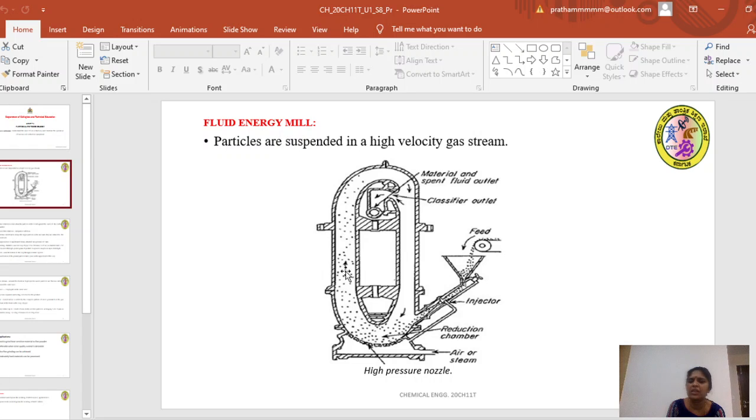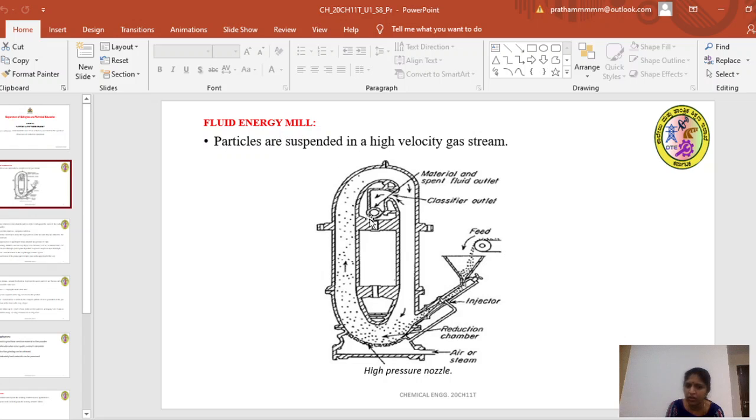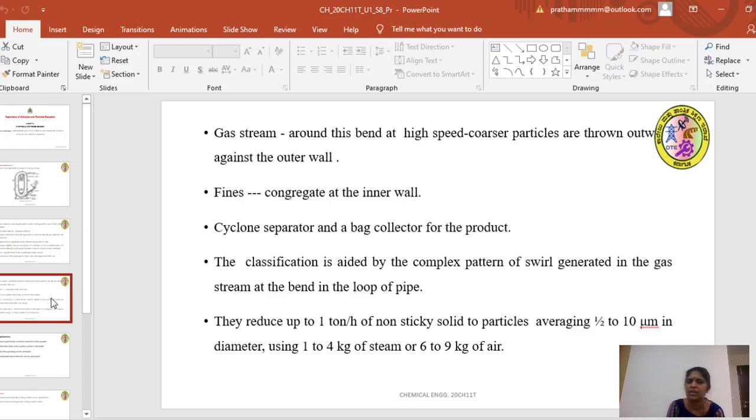These reduced particles and the coarse particles will be carried along to the upper end of the loop, where at the classifier outlet the separation takes place and the fine particles will be collected at the outlet in a bag. The coarse particles which are not reduced will keep revolving until they are reduced to the required size. So the fines congregate at the inner wall, and there we will collect the fine particles.